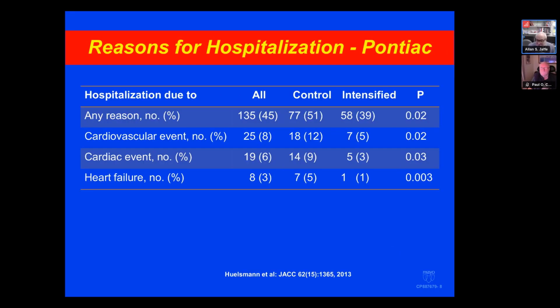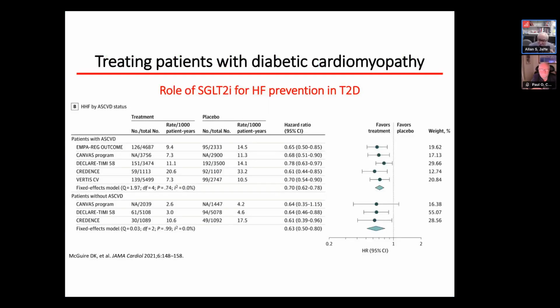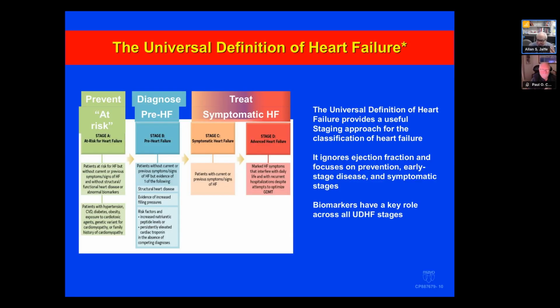Those outcomes are shown here. They're cardiovascular events and heart failure events predominantly that are important. Finally, in the therapeutic realm, we now have SGLT2 agents as well as GLP-1 agonists. And if you look in every group, regardless of natriuretic peptide values, there was benefit in terms of heart failure prevention.